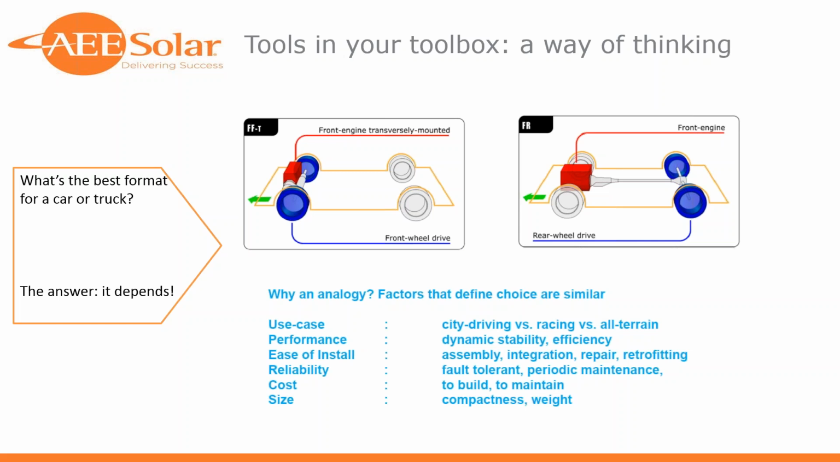In this example, there's lots of factors that are going to define how you make your choice. What's the use case? Are you driving around and commuting in the city? Are you racing? Are you going off-road with your vehicle? How are you evaluating performance? Is it stability? Is it traction? Is it lap time? How easy is the maintenance? How cost-effective is it? How reliable? What does the drivetrain decision do to the compactness or weight of the car? Lots of different things that go into evaluating if front-wheel drive front engine is better than front engine rear-wheel drive.